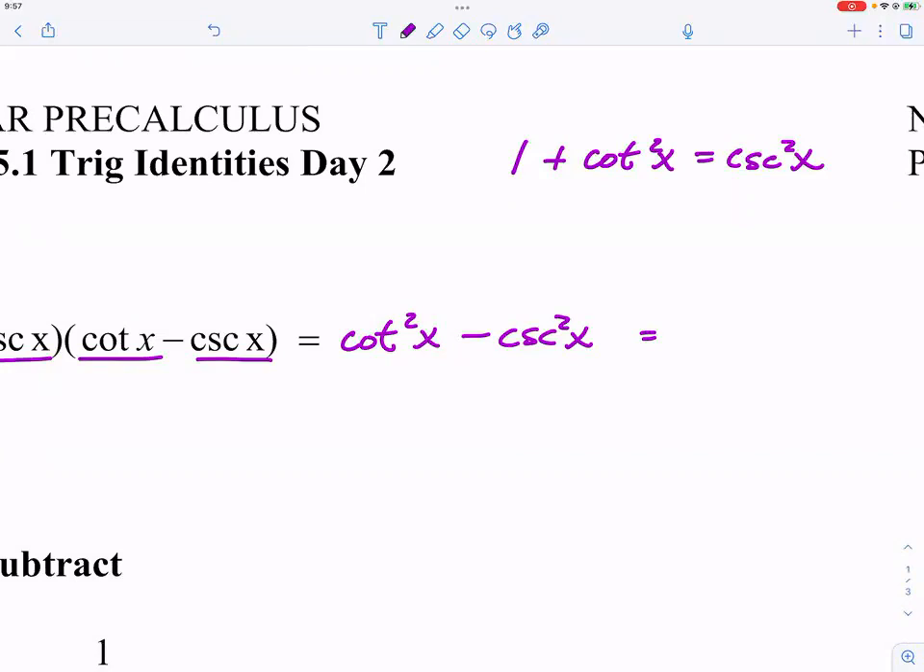So if you want to keep the cotangent square x on the left, you subtract cosecant square x, and then you have to subtract the 1 over. So that means this is equal to -1. Again, you want to subtract the cosecant square x to the left, and then you need to subtract 1 to move the 1 to the right. So that's equal to -1. Yes.